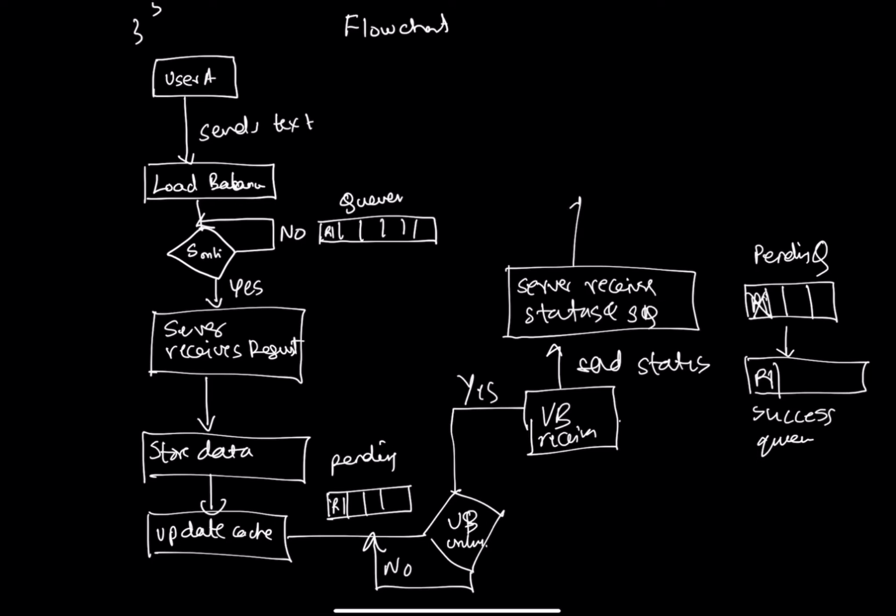Then server sends status to user A. User A gets the double checkbox that hey, this message has been read. That's the high level flowchart of how a one-to-one chat will work.